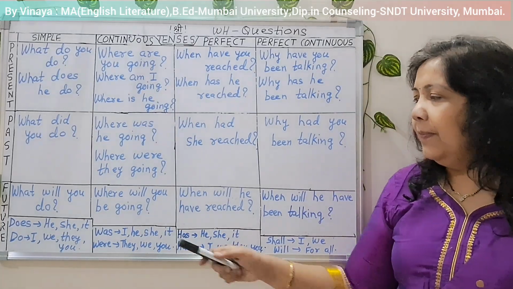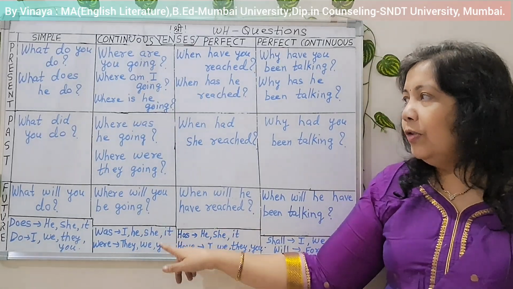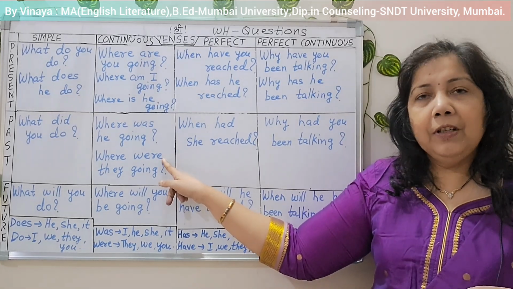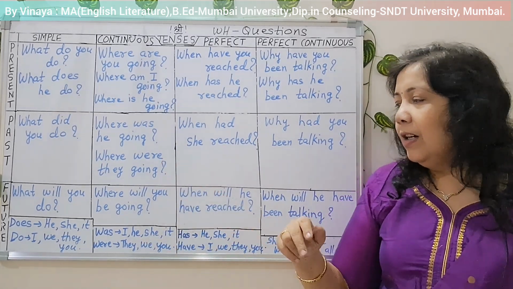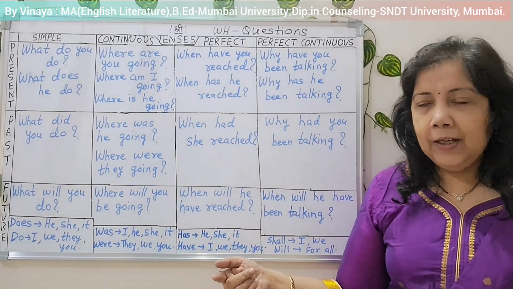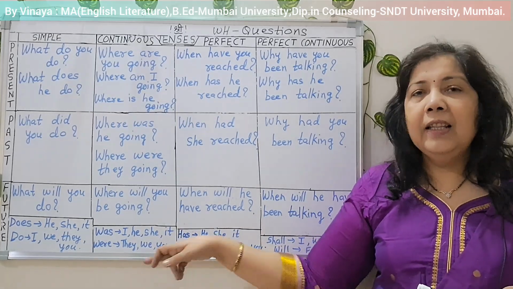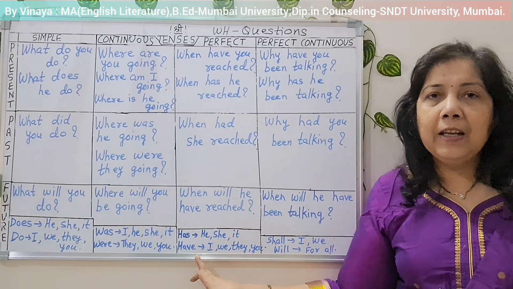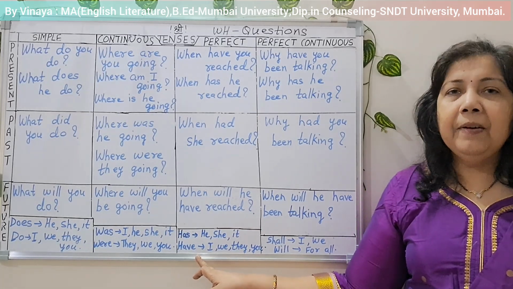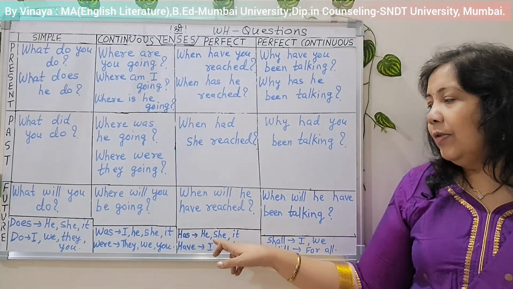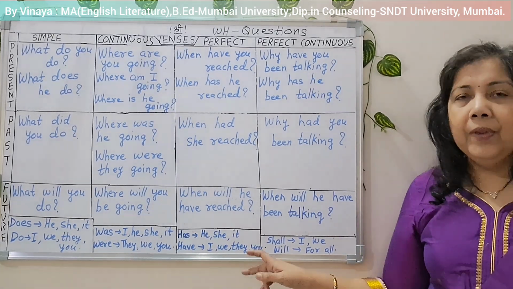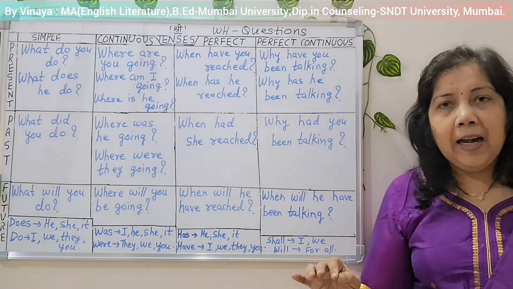Second tip, was and were are used in past continuous tense. Now was is singular, so I, he, she, it was. Were is for plural, they, we and you were. Third, has and have are used in perfect tenses, present perfect tenses. Has is used for he, she and it. Have is used for I, we, they and you. Past tense of has and have is had.